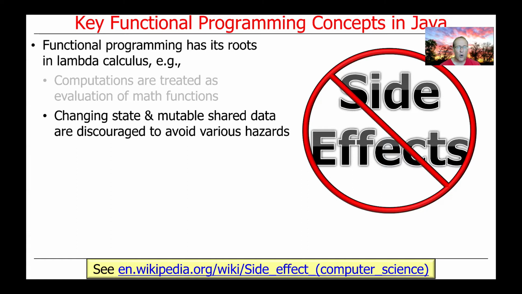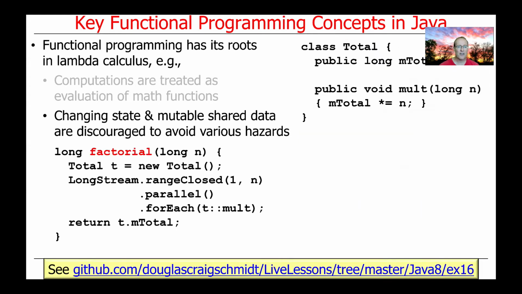In order to avoid all kinds of hazards with parallel processing especially, we try to avoid sharing mutable state. We try to avoid having side effects. So changing state, changing data, especially changing data that's shared between threads, that is to be minimized or avoided altogether. To show why that's important, here's another bite at the apple of this factorial example, except this time it's got a big bug in it, just to show you what can go wrong.